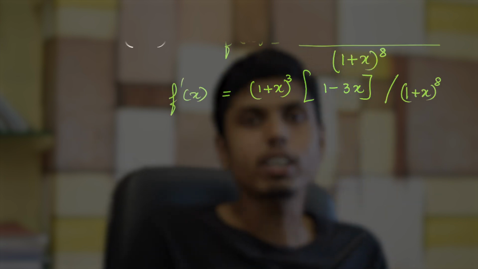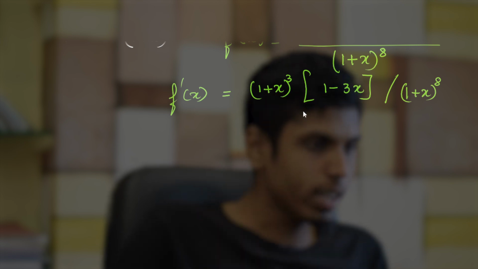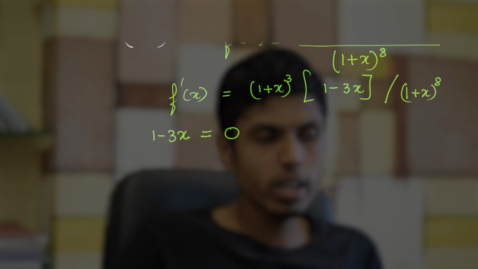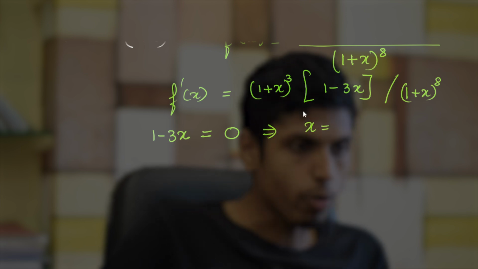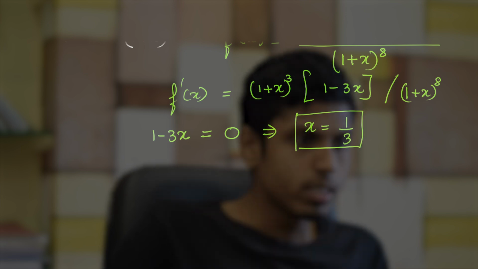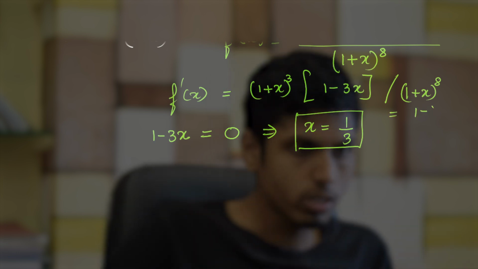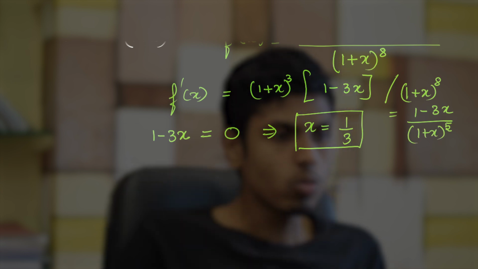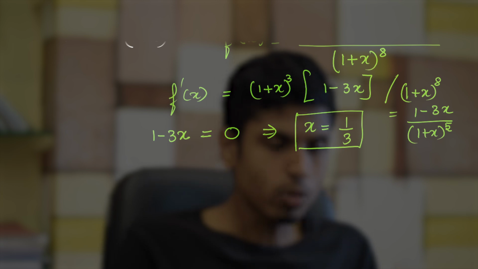So guess the point at which the function has a slope 0. It would be nothing but the point with x coordinate 1 minus 3x equals 0, or equivalently, the point at which x equals 1 by 3. Since x is a positive real number, 1 plus x cannot be 0. So let's not worry about that, because this is nothing but (1 minus 3x) by (1 plus x) power 5. So the graph has taken a turn at the point x equal 1 by 3.